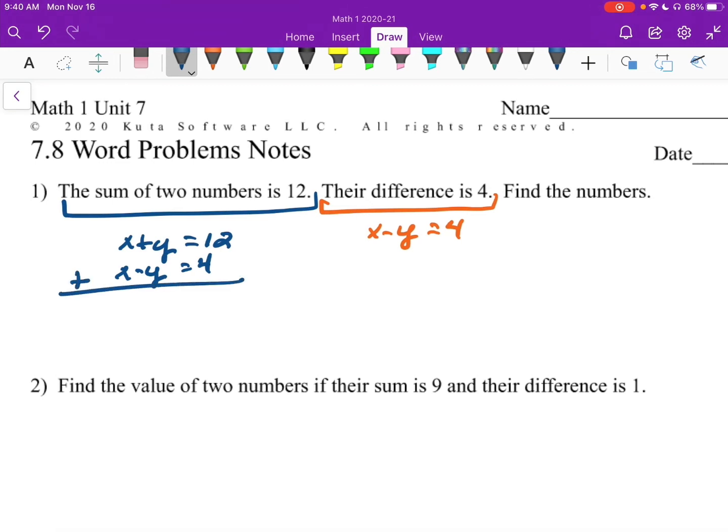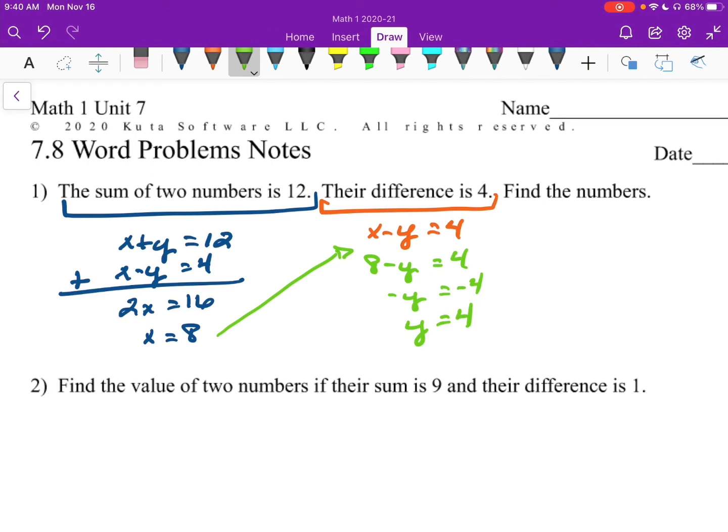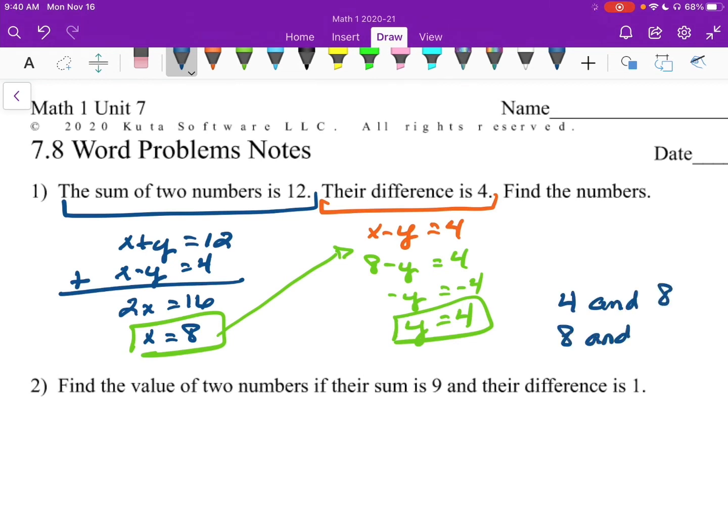I'm going to add them together using elimination because I have a positive and negative y. So I'm going to have, well, 2x is 16, so x is 8. I'm going to take this and plug into the equation over here, and I'll have, well, 8 minus y is 4. So negative y is negative 4, and y is positive 4. Now these won't be listed as a point on your answers. It will just say 4 and 8, or it might say 8 and 4. But that's the way that CUDA will list your answers.